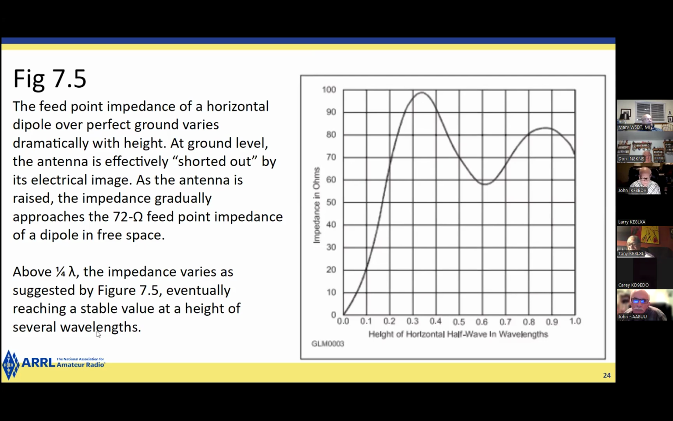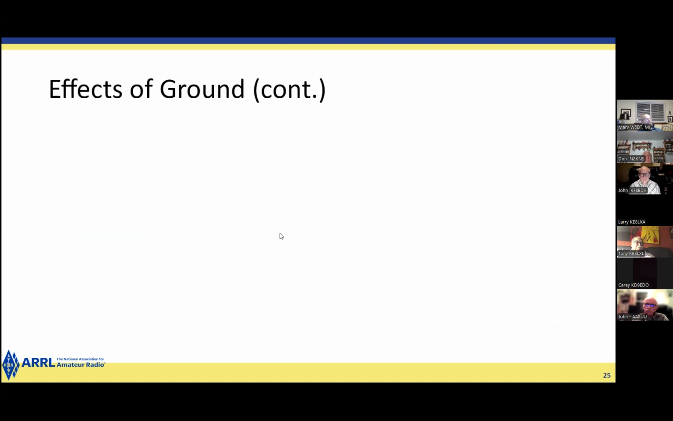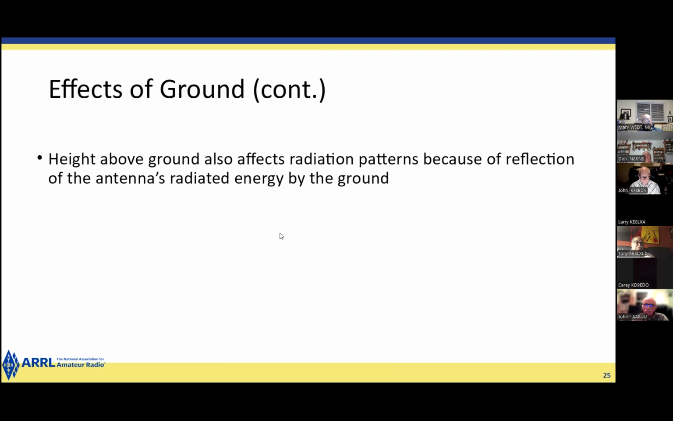Above a quarter wavelength, the impedance varies and eventually reaches a stable value at a height of several wavelengths. So really, the old axiom, you get your antenna up as high as you possibly can, is usually true. But the ground makes a big difference too. There's a big difference between wet ground and a salt marsh. If you could put an antenna in a salt marsh, it's a huge advantage.